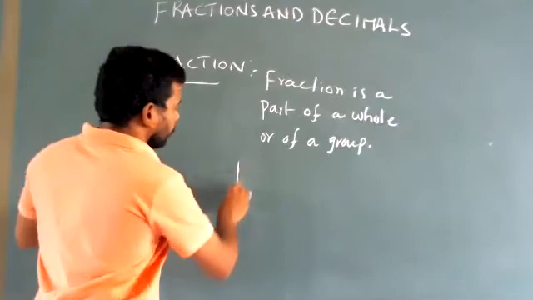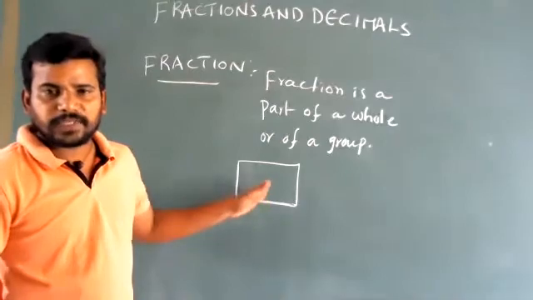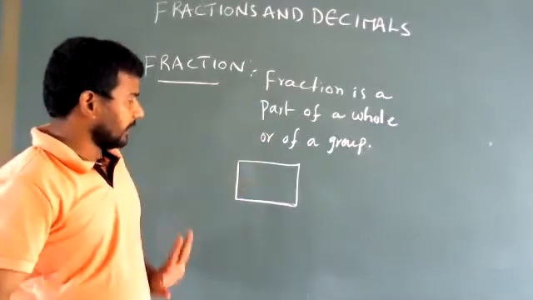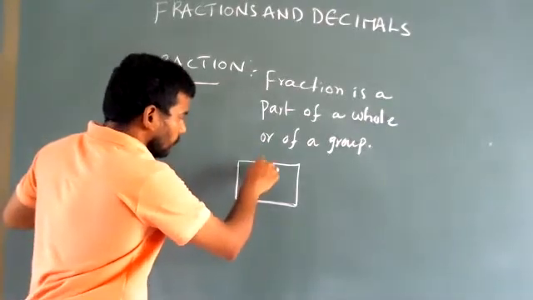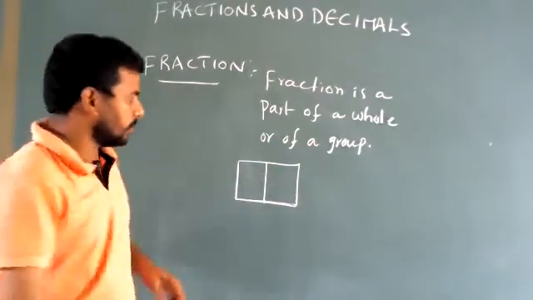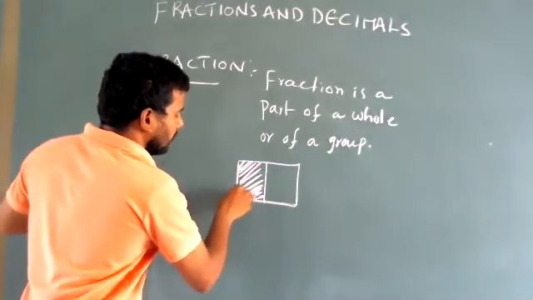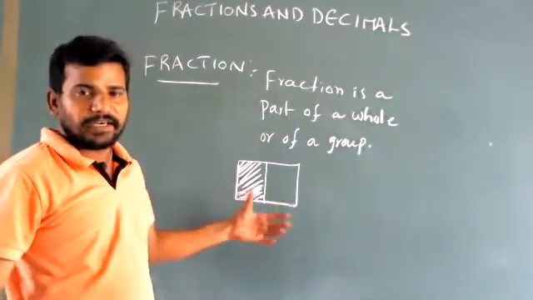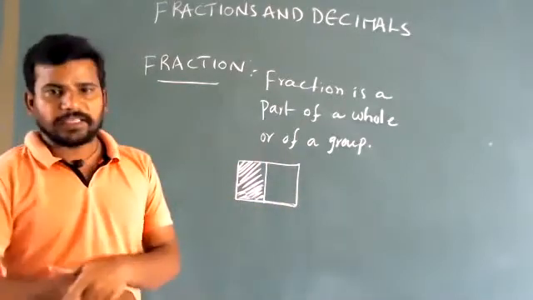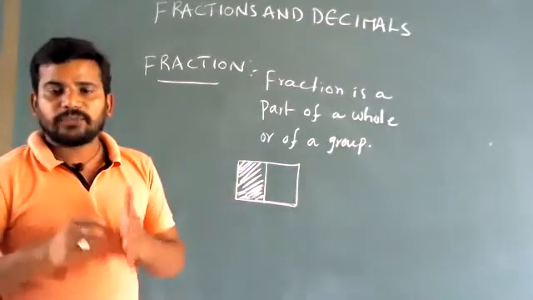For example, I take a shape. Which shape, children? It is a rectangle. I divide this rectangle into two equal parts. I shaded this part like this. So, how many parts are shaded in this rectangle? One part. Total, how many parts are there? Two parts. So, how many parts shaded? One part. Now, take the fraction.